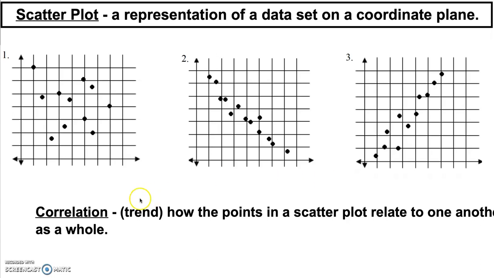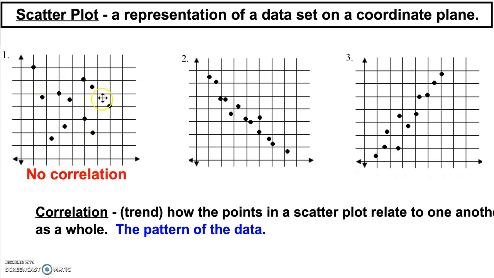Those patterns are called its correlation. It's a trend in the data, how the points in a scatter plot relate to one another as a whole. It's the pattern of the data. So looking at the pattern of the data here, this is really all spread out, and we really can't determine what kind of relationship these data points have. So we say that a scatter plot like this has no correlation.